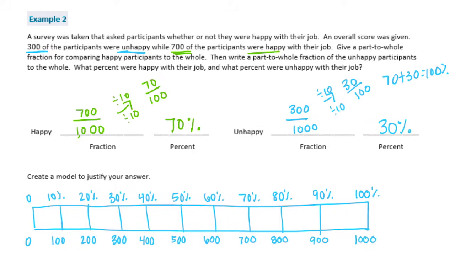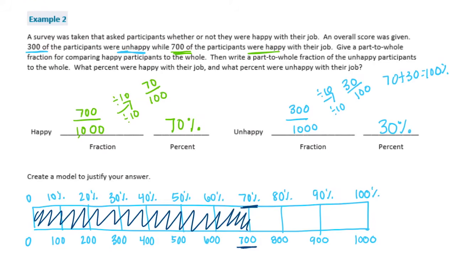Okay, so here we can show that 700 people is equal to 70%. And then the rest, if we wanted to show that the 300 people would be equal to 30%. So you can look at it either way on this model.